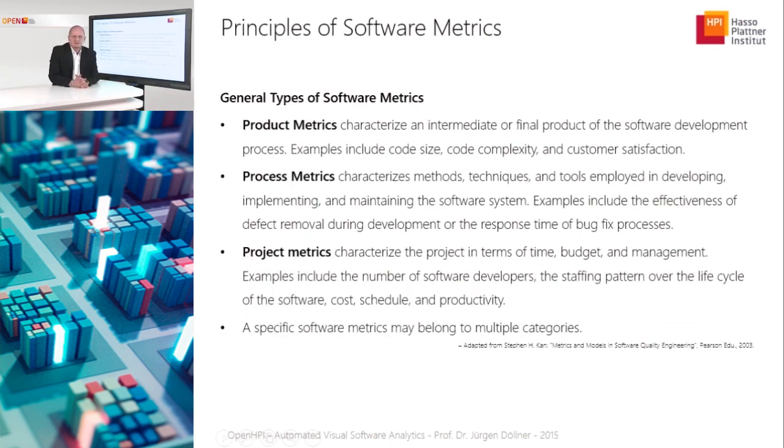What are general types of software metrics? We can distinguish three general types. One is for the product, for the implementation, for the software system itself, called product metrics. They characterize products, intermediate or final products of the software development. Examples include lines of code, code complexity, or even less sharply defined customer satisfaction.